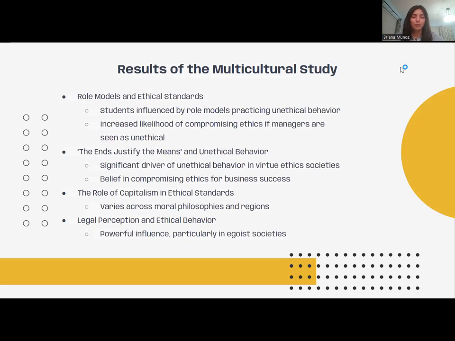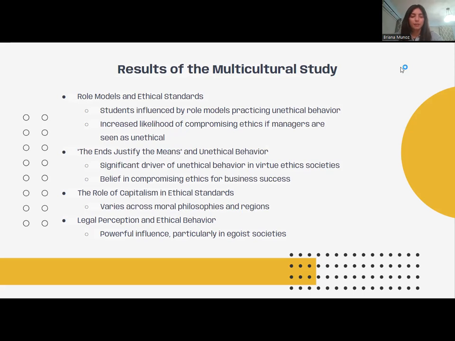And so the results of the study found that role models play an essential role in shaping the ethical standards of future business leaders. Students are influenced by role models practicing unethical behavior, which leads to an increased likelihood of compromising their own ethics. Notably, the influence of role models varies across different moral philosophies, except for virtue ethics.